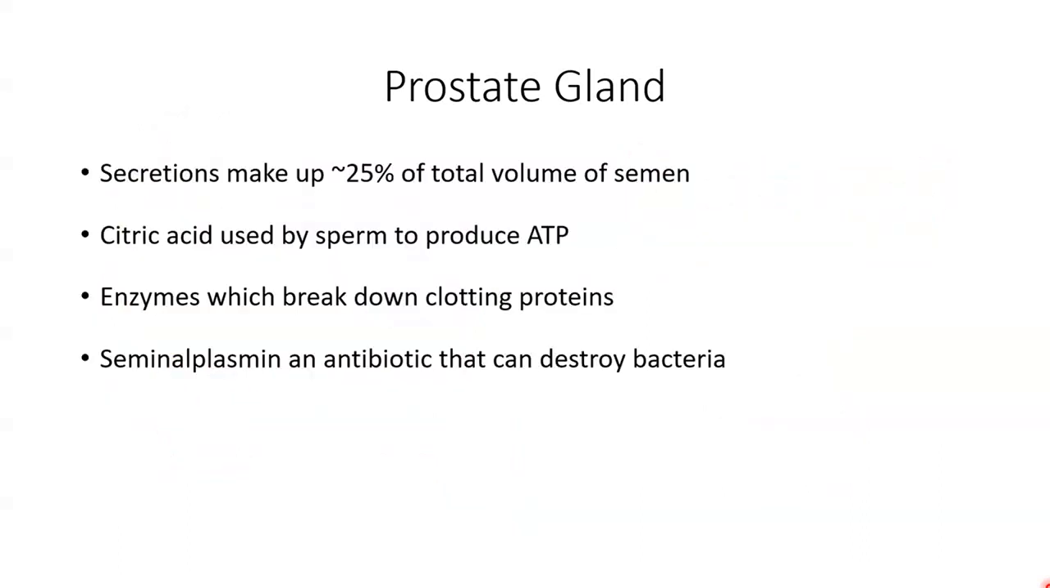So once again, recapping all of that information, the secretions from the prostate make up about 25% of the total volume of semen. The citric acid is used by sperm to produce ATP. Enzymes help break down the clotting proteins secreted by the seminal vesicles. And seminal plasmin is an antibiotic that can destroy bacteria.